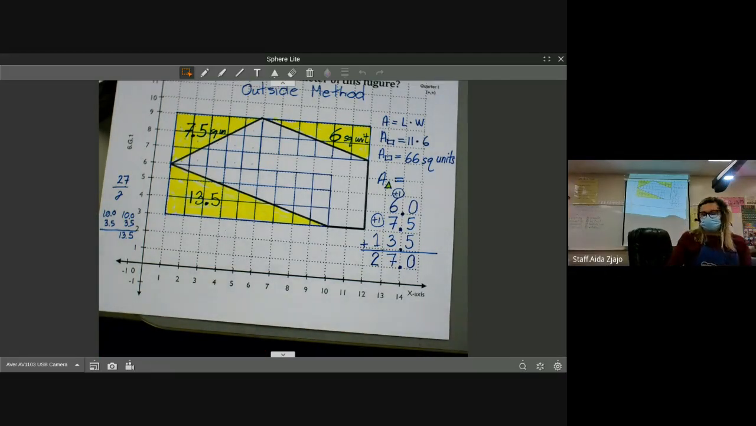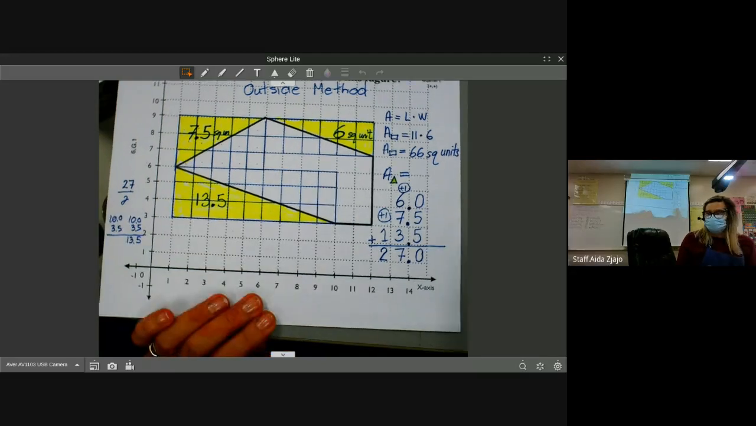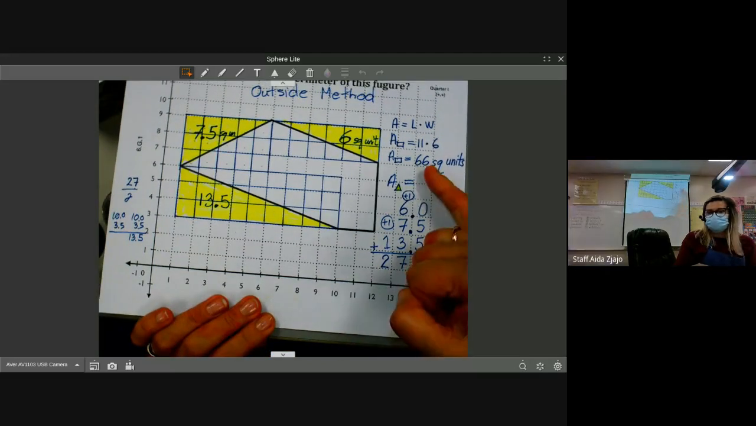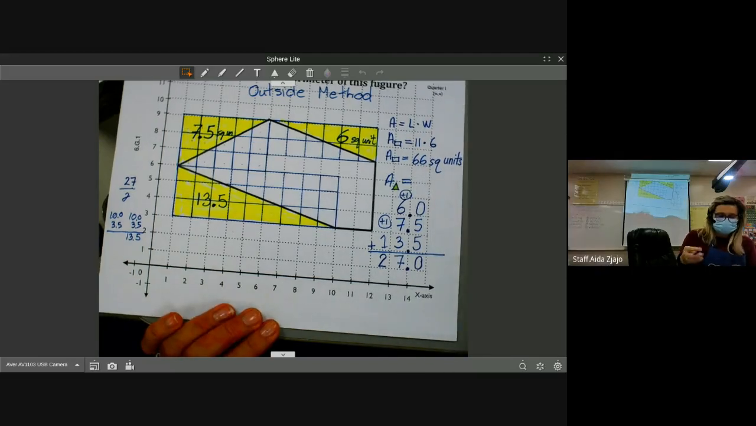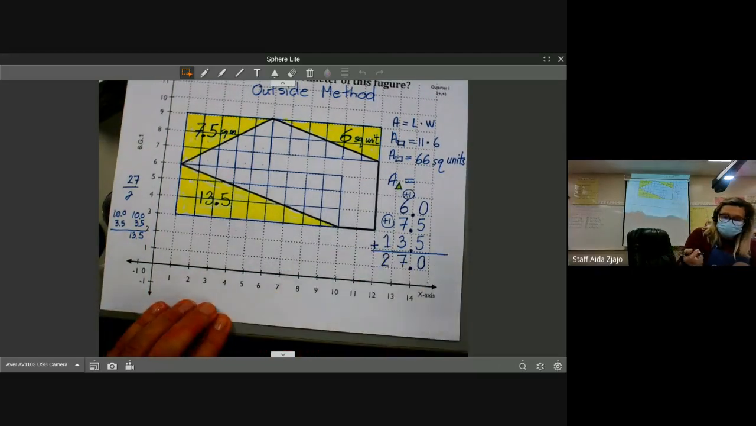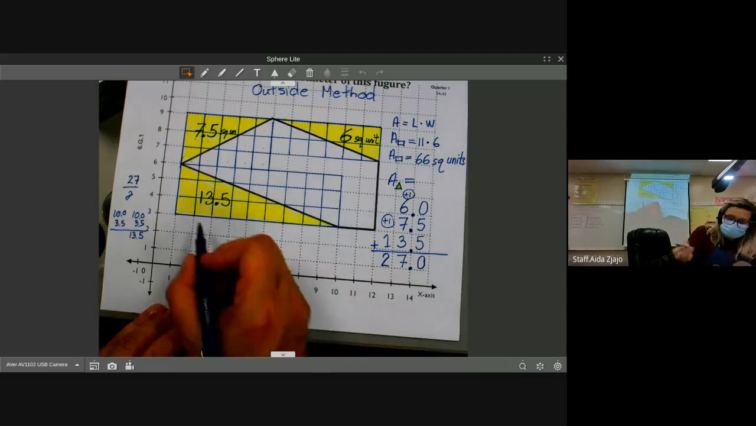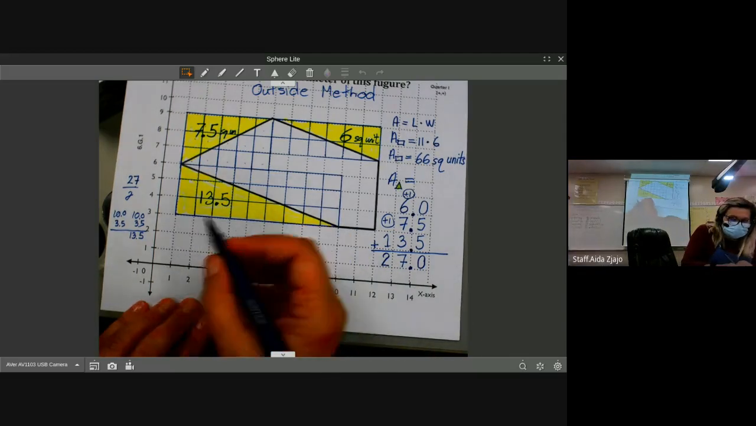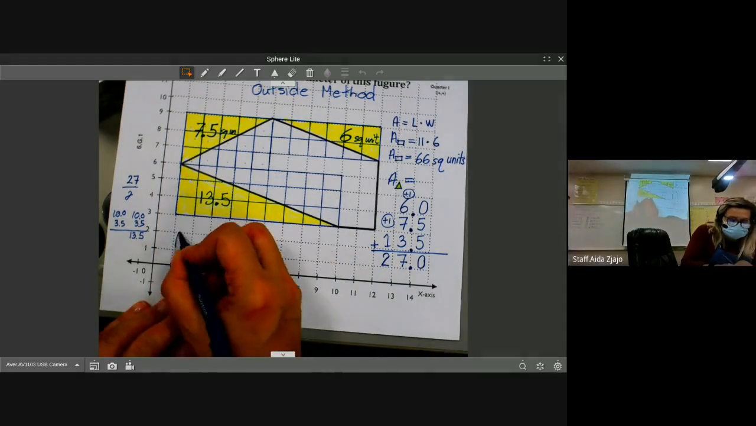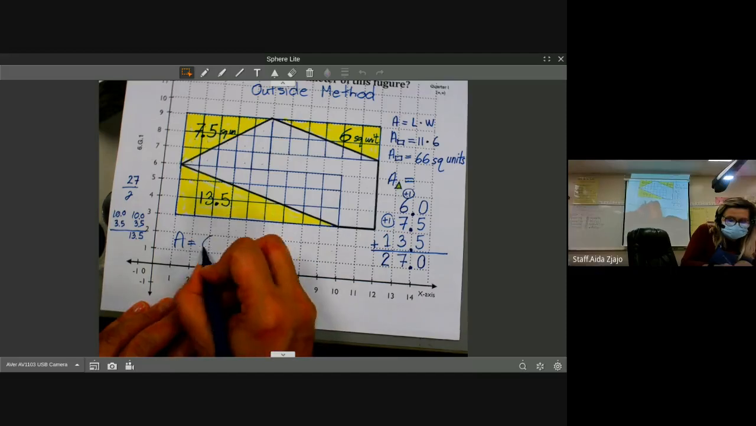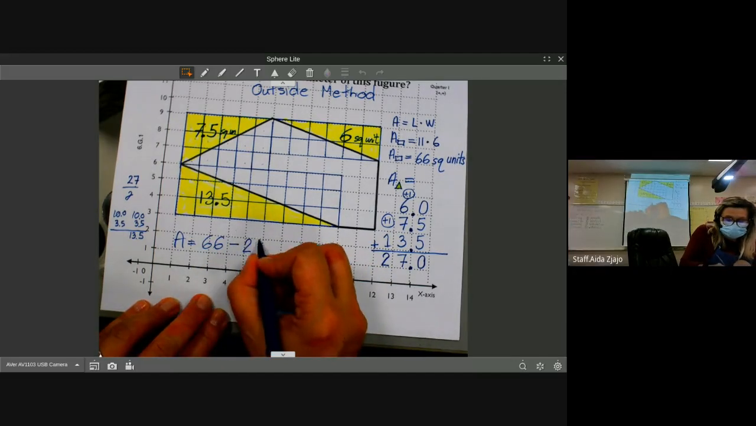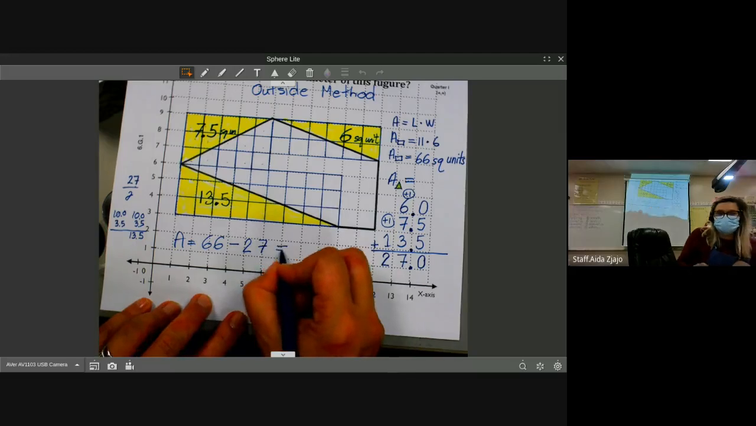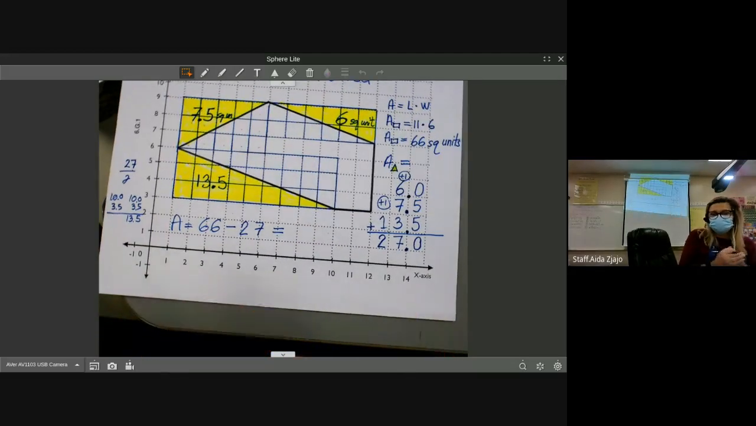You need to subtract it from 60. That's exactly right, that's true. That's correct. So I can use this area. So that means area is equal to 66 square units minus 27 square units. What is 66 minus 27?